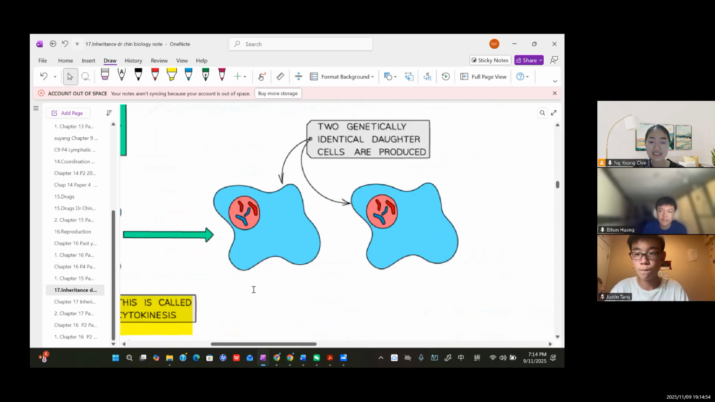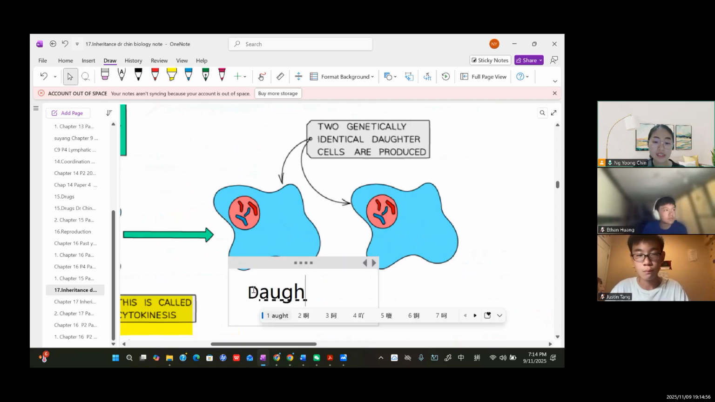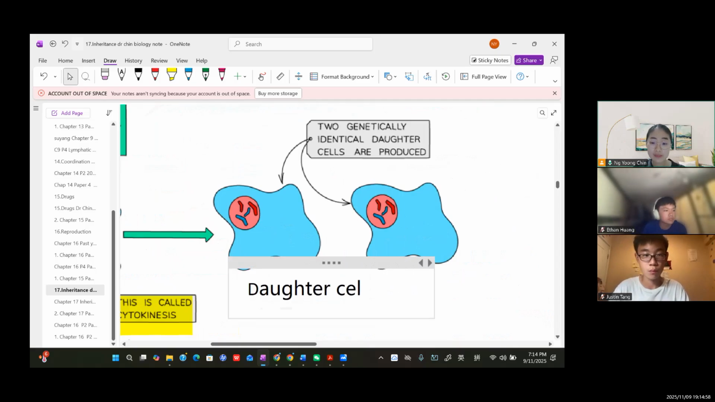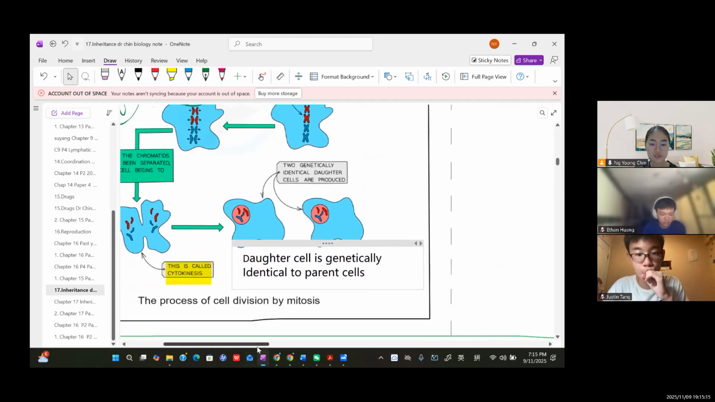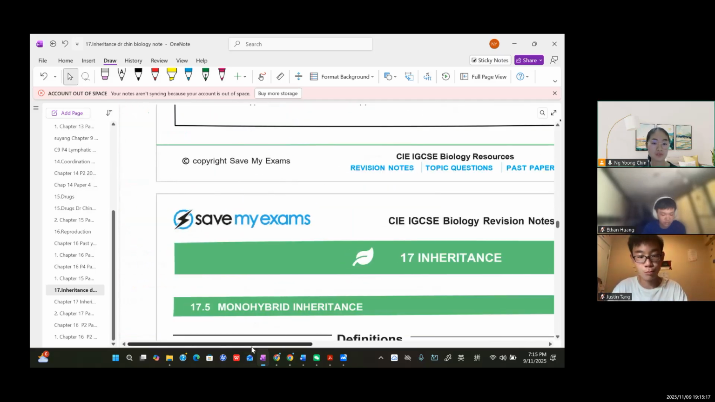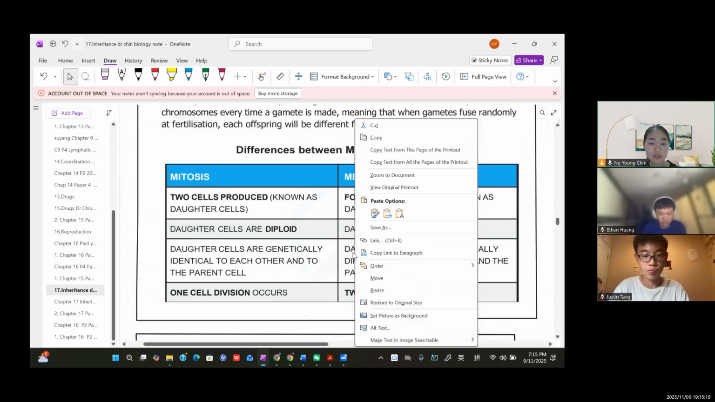Yes, correct. Okay. The daughter cells which are produced in mitosis are genetically identical to the parent cell. So this is mitosis.